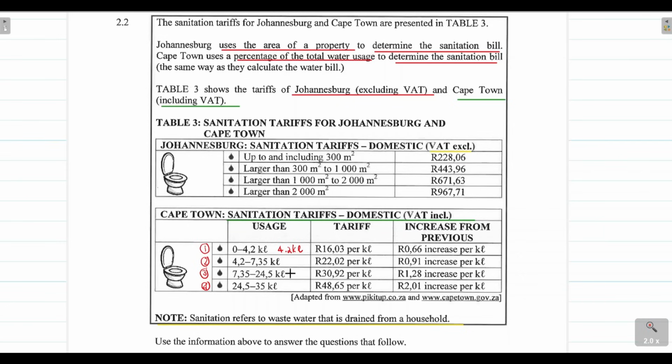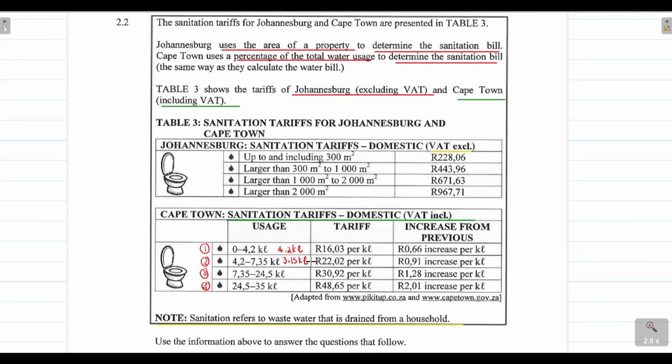For block 2, what is the maximum kiloliters that you can use in this block? You take that 7.35 kiloliters and you minus 4.2, and you'll get that it's actually 3.15 kiloliters. That is the maximum that you can use in that block.